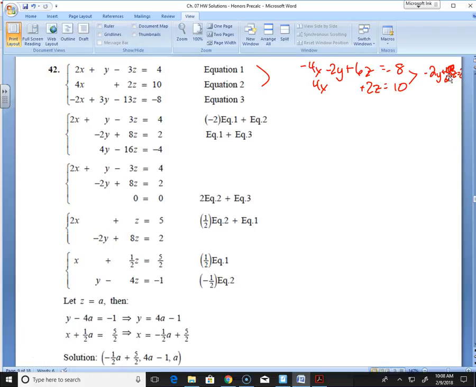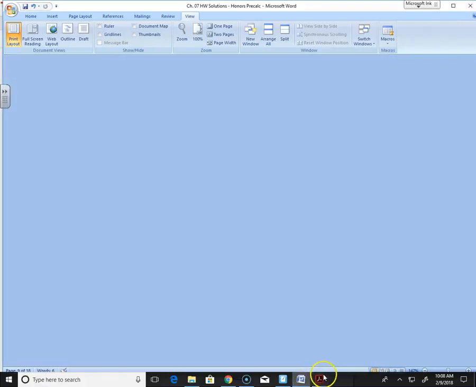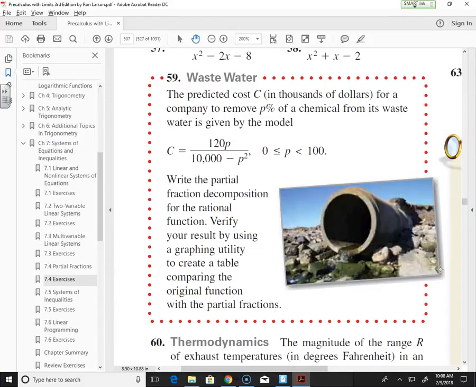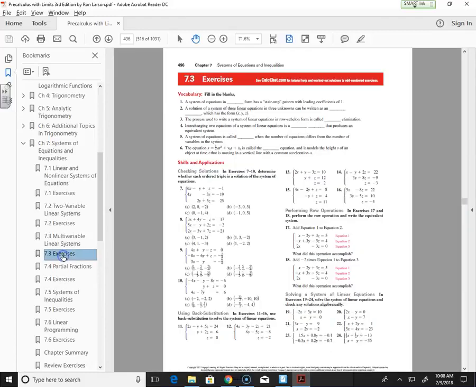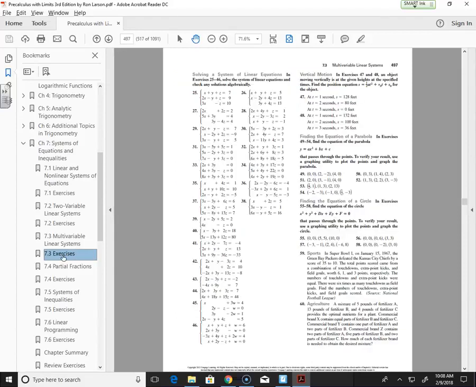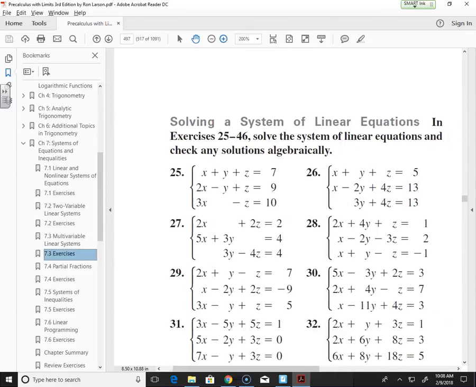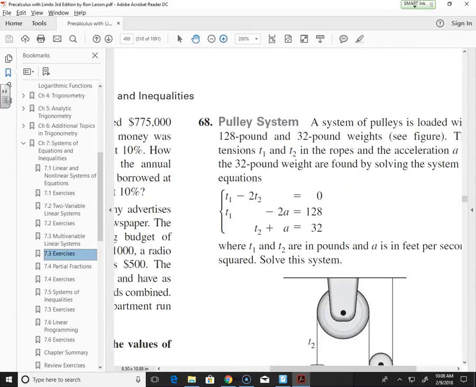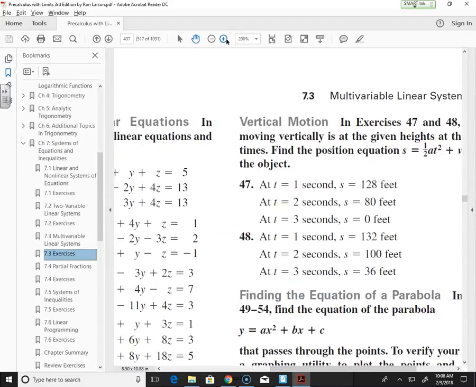And then number 59. Let me get out of this since we're done with him. Wastewater, what? It's a dirty problem. To make it cost, in thousands of dollars, for the company to remove P% of a chemical from its wastewater is given by the model. There we go. Oh, is this the wrong one? Oh, that's no fun. I mean, it is. I like partial fractions better than 7.3, but that's okay. Number 59. Thanks, guys. Oh, still, it's a Super Bowl problem. It was almost very timely. It's a little late. What? 219?